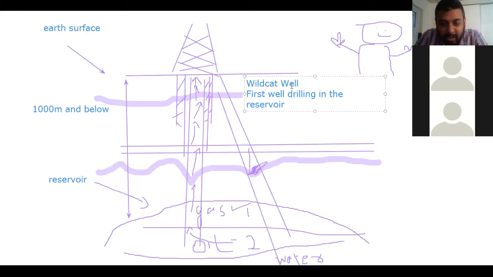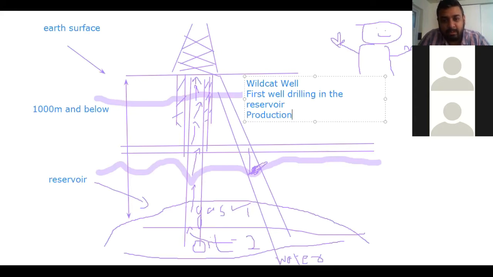Why do we call it the Wildcat? Because we don't know what kind of rock we are going to encounter, what kind of problems we might face, what kind of pressures we might face. So we don't know what we are doing. We are just drilling wildly. We don't know what is going on in the first well. So that's why we call it the Wildcat well. We will talk about it in the presentations later on, but as a general introduction, we call it that.